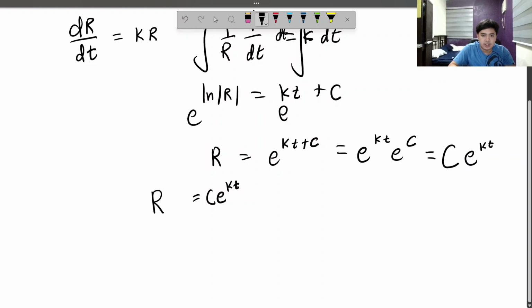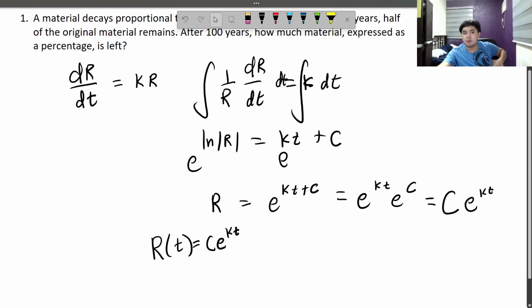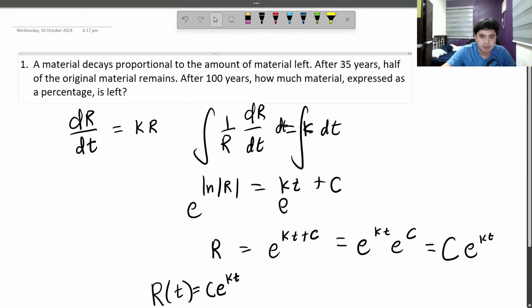Now, since there's only t in here, no R, we can say that R is a function of t. As t changes, R changes along with it. So that's the logic with that.